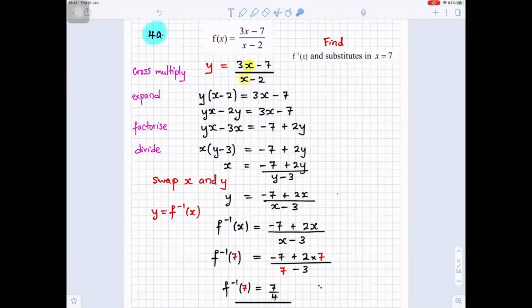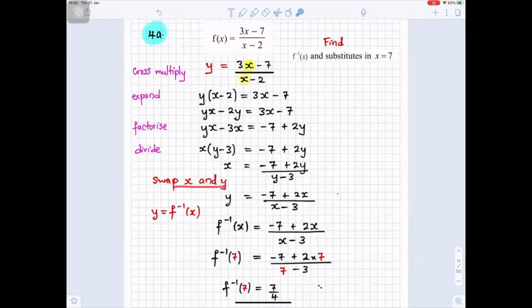After that, we will put all the x to the left and all the others to the right. So 3x will come to the left, it will be minus 3x. And minus 2y will go to the right, it will become plus 2y. Now we factorize, there's x there and there's x there. So if x comes out of the bracket, it is y minus 3 equals minus 7 plus 2y. After that, we divide by y minus 3. So x now is minus 7 plus 2y divided by y minus 3.